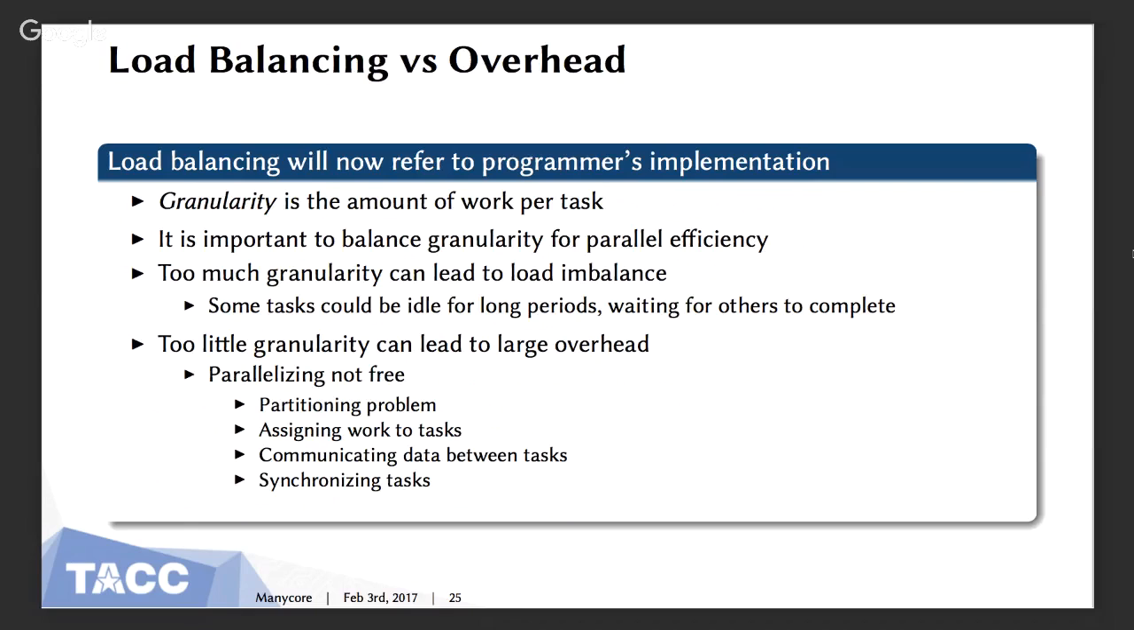And that's because these methods of parallelization are not free. It costs cycles to partition your problem. It costs cycles to decide what work gets assigned to what tasks. You also have to sometimes communicate data between tasks. And also synchronizing tasks. If they are operating on the same data object, you need to make sure that they're not stomping on each other, generating race conditions in your code, things like that.